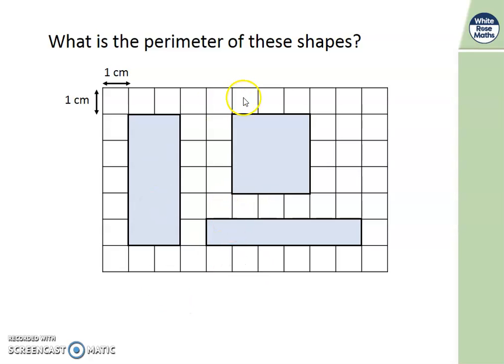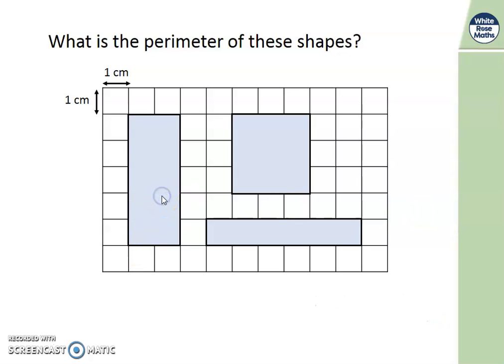I'd like you to think about what you just learned there, and I want you to find the perimeters of these shapes. Still on centimetre squared paper, so that's 2 for example, and this side is 1, 2, 3, 4, 5. How far is it all the way around? I'd like you to pause the video here please and see if you can work out the perimeter of these 3 shapes. Can you write it down in your book, please? Let's see how you did.